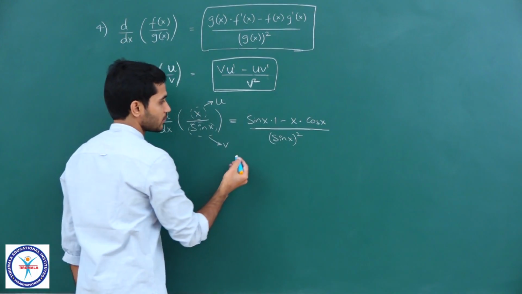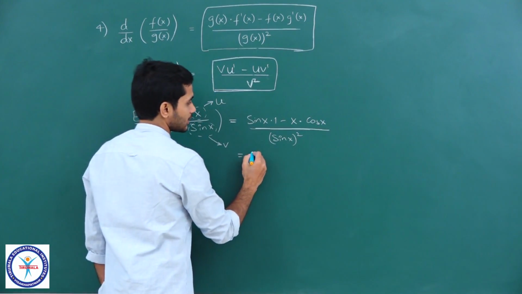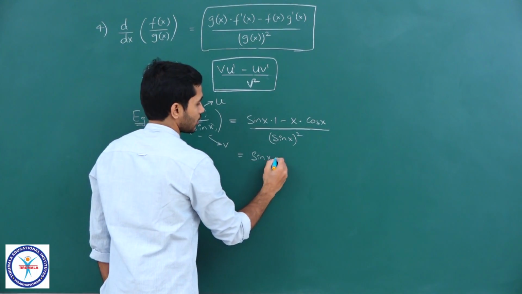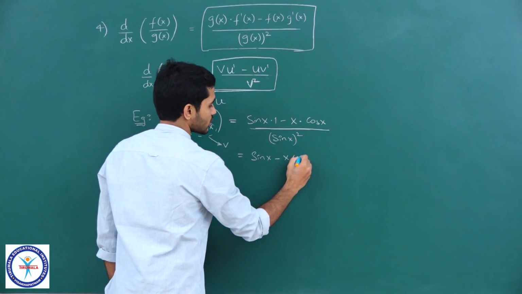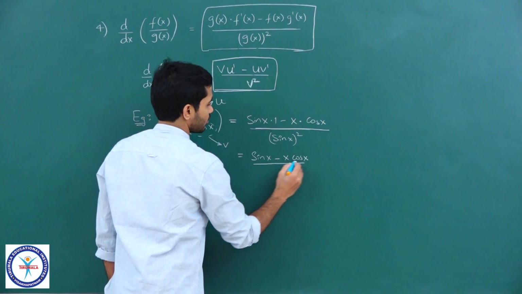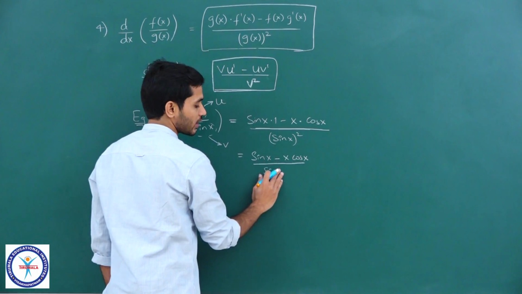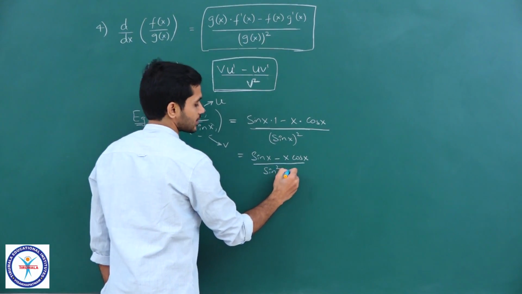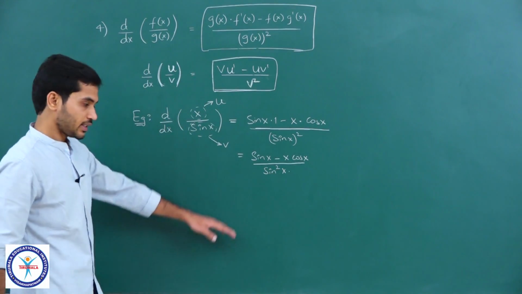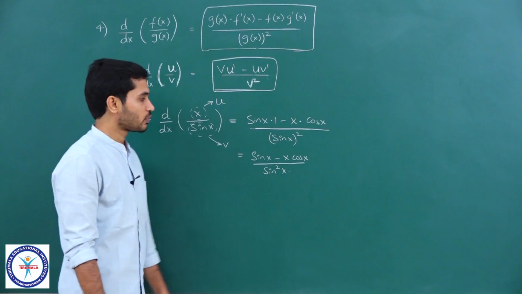So, that is it. Simplifying this will give me (sin x minus x cos x) divided by sin x whole square, which is nothing but sin square x, right. So, this is the final expression which we would be getting.